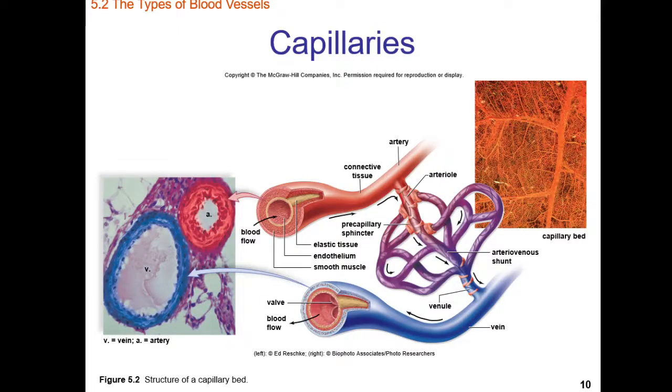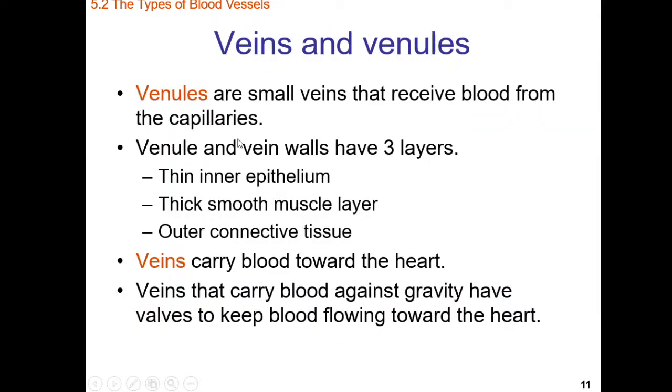Taking a look at it, this is showing all of it. You've got your arteries, your arterioles, and then you're moving into these capillary beds where you have this huge surface area, and then back through your venules and back up through your veins to the heart. The venules are the small veins that receive blood from the capillaries. Venules also have 3 layers: a thin epithelium, a thick smooth muscle layer, and an outer connective tissue. And then the veins carry the blood back toward the heart. So there's that main pipeline going back into the heart.